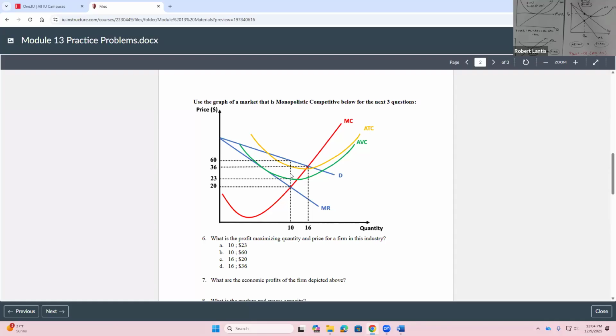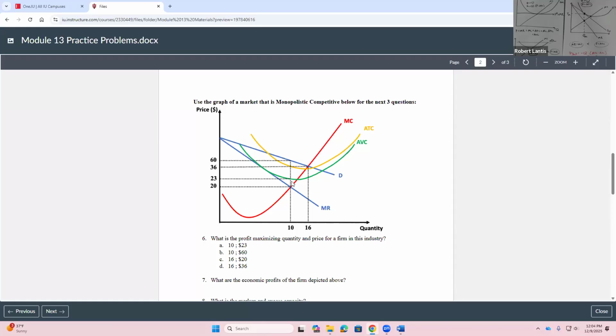If I stayed open, what would my profits be? Well, that price of 30, the difference between that and my average total cost, 30 minus 36, would be negative 6 times 10. I'd be losing $60 as opposed to when we said we shut down, we'd be losing 130. It was better to stay open.